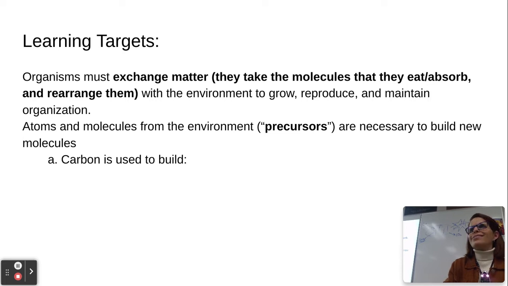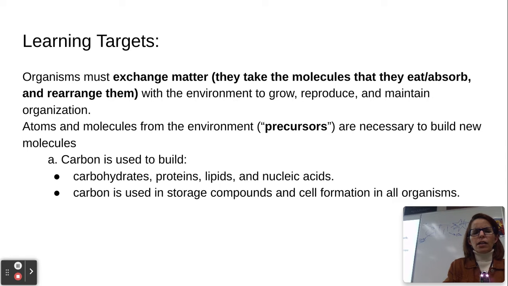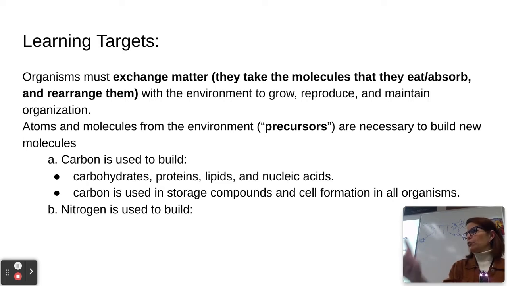So carbon, what is carbon in? Shout it out. What of our macromolecules is carbon in? Everything, okay? Carbs, proteins, lipids, and nucleic acids. Carbon is used in storage compounds and in cell formation in all organisms. What's nitrogen in? Not everything. Nucleic acids and amino acids / proteins.